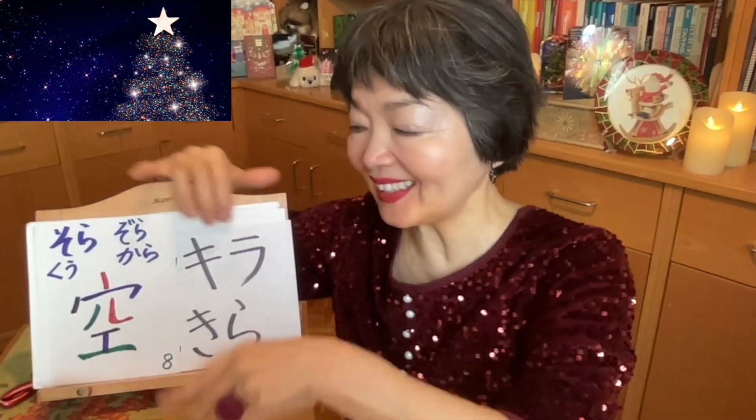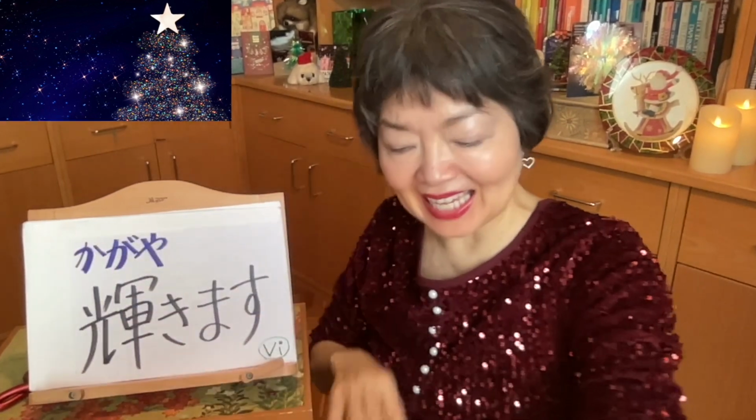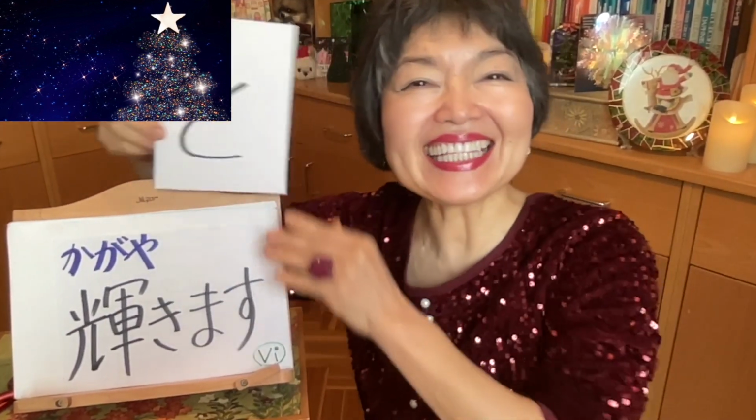The stars in the sky are twinkling. The vocabulary. The sky, 空 with this kanji, 空. And the stars, 星. 空の星がキラキラしています。空の星がキラキラと輝いています。空の星がキラキラ輝いています。Children's eyes are shining.